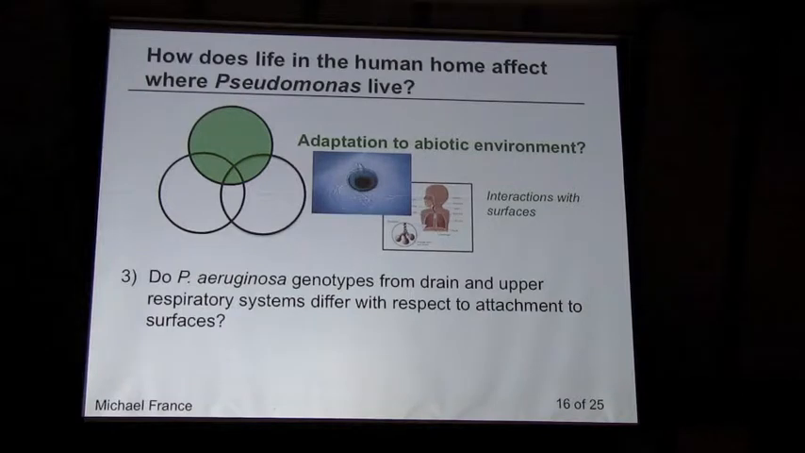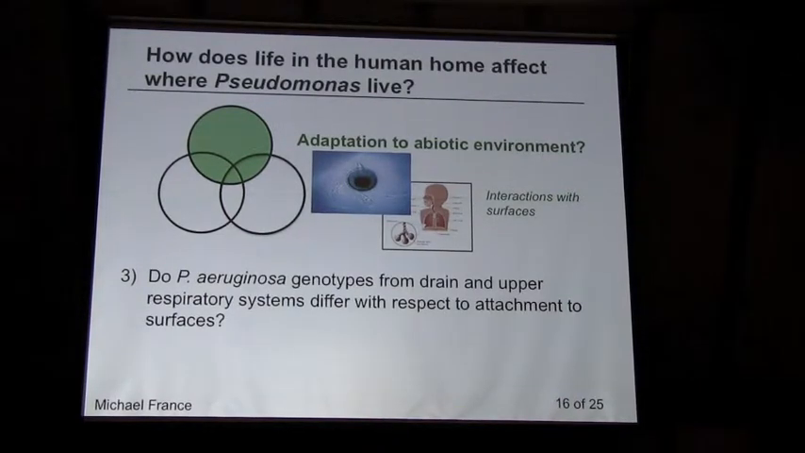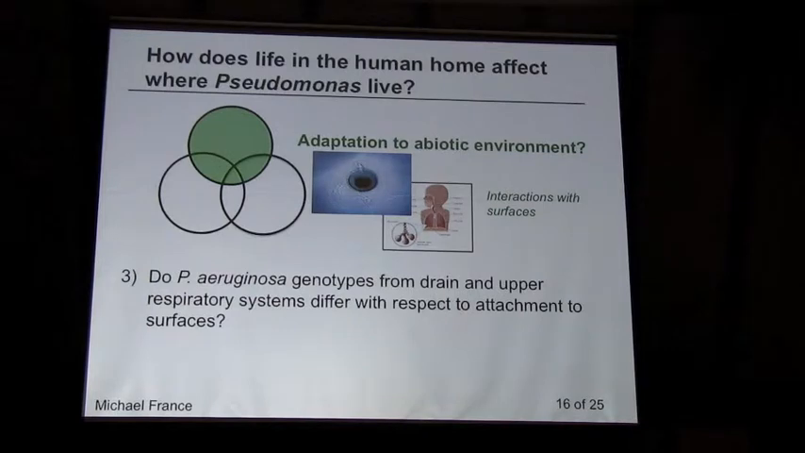Okay, so I'm going to tell a couple of vignettes now. We're interested in looking at phenotype and trying to understand what some of the drivers may be of differences that we see. So we are interested in adaptation to the abiotic environment, and we've been looking specifically at interactions with surfaces. A former undergrad in my lab, Michael France, spent the summer, so these are really new data, looking at a whole bunch of surface interaction related traits. I'm just going to talk about one, which is really hard to do. I'm going to talk about attachment and look at whether or not aeruginosa genotypes from drains and upper respiratory systems differ with respect to attachment.